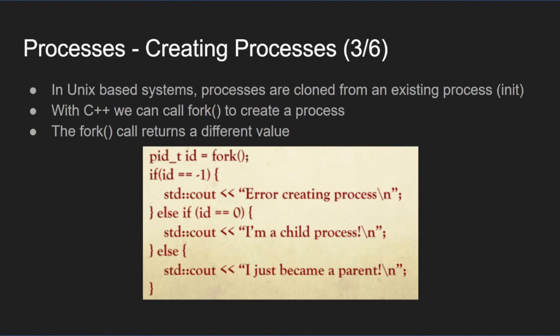In Unix-based systems, so Linux and even Mac OS, processes are cloned from an existing process. And when we're doing C++, we use a fork statement to do that. When you call fork, it returns different values depending on the process. If it returns -1, there was an error creating a process. If it's 0, your process is the child. And if it returns 1, it is the parent.